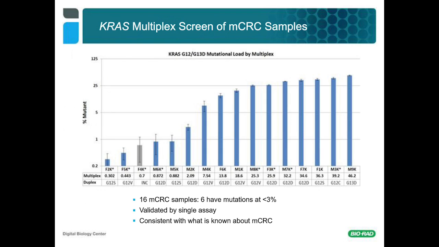We used the KRAS multiplex screening assay to detect the 7 most common KRAS mutations. 6 of those samples had a mutational fractional abundance of less than 3%. We also used the 7 individual KRAS mutation assays to identify the dominant or sole KRAS mutation picked up by the initial screen. Example M2K shows 2% mutant, and the single assay identified that mutant as G12D.